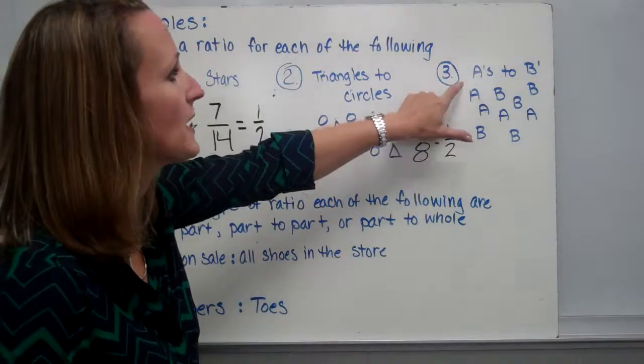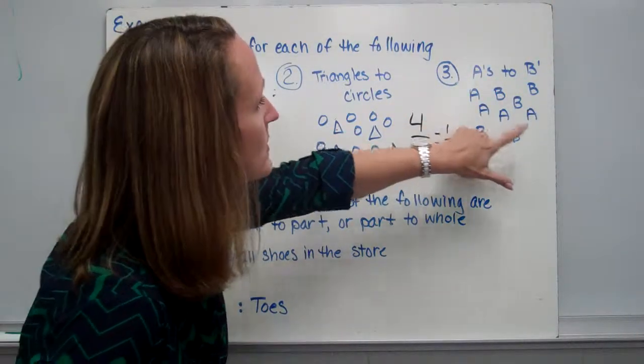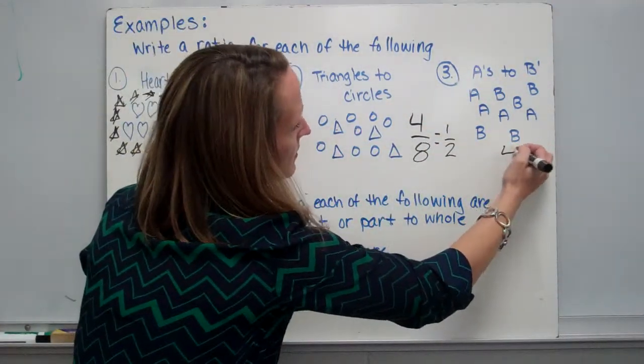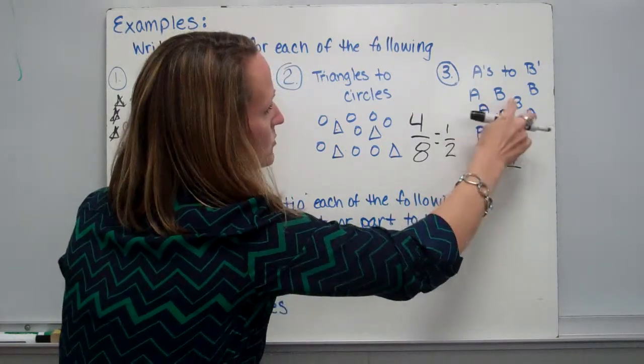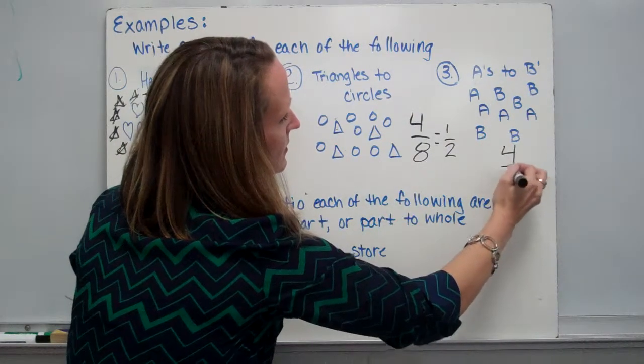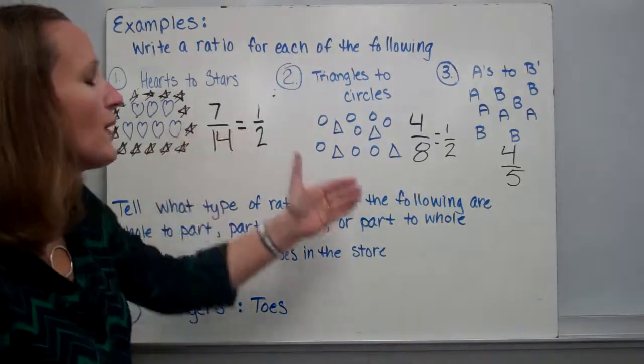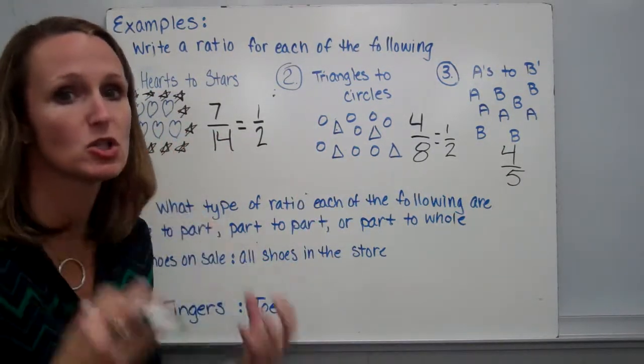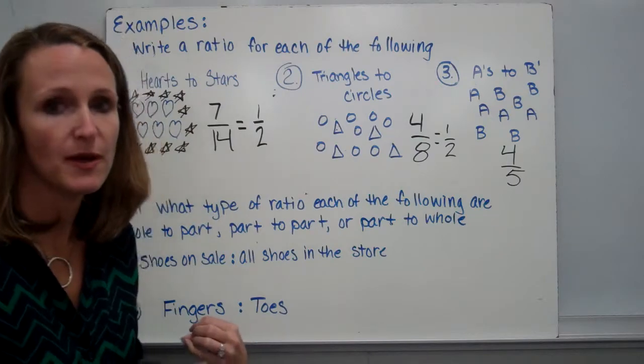All right, so in this one we want A's to B's. So 1, 2, 3, 4. B's, 1, 2, 3, 4, 5. Or 4/5. So if you're writing a ratio, you're simply comparing two amounts, one amount to another amount.